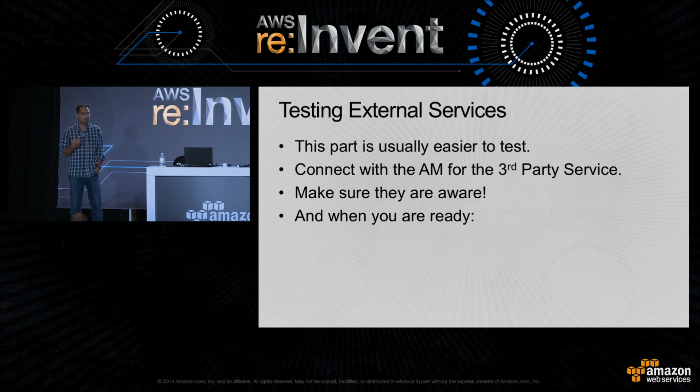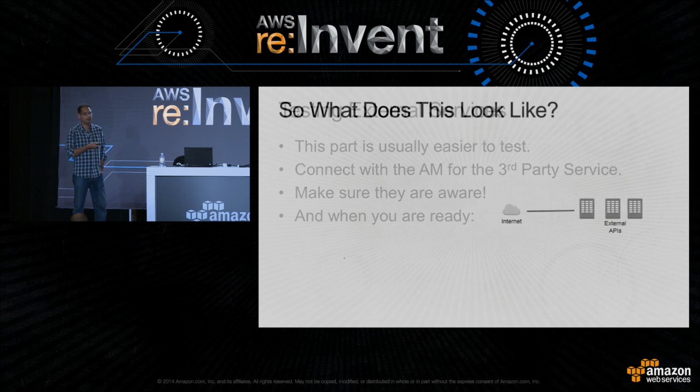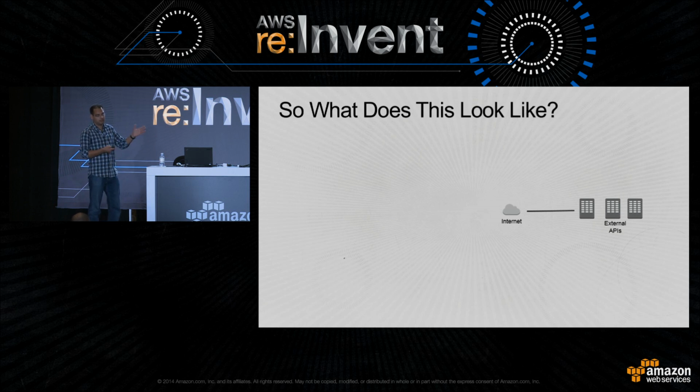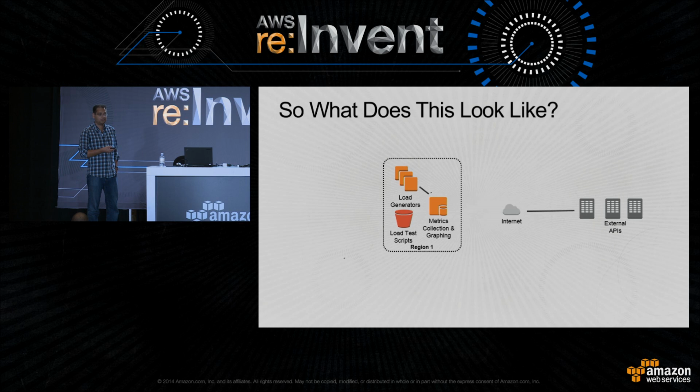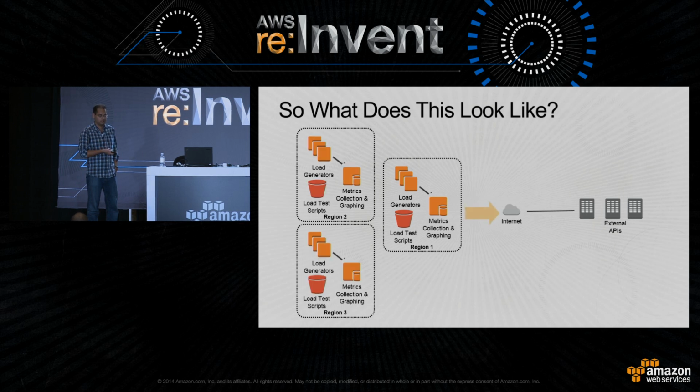Give them a call, make sure they're aware. They might actually give you a separate set of endpoints when you're doing your load test, so you might have to make that configuration change. And then when you're ready, assuming most likely you're accessing these external APIs across the internet, you launch your stack in one region, another region, and you hit go, and then it's hammer time.